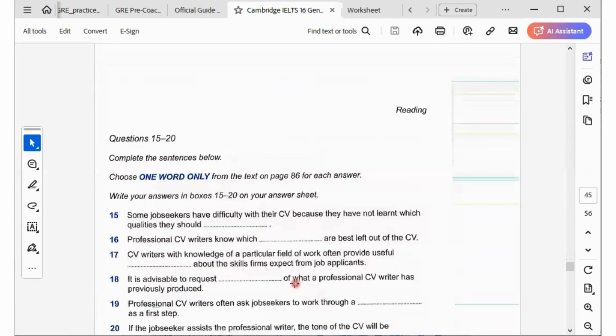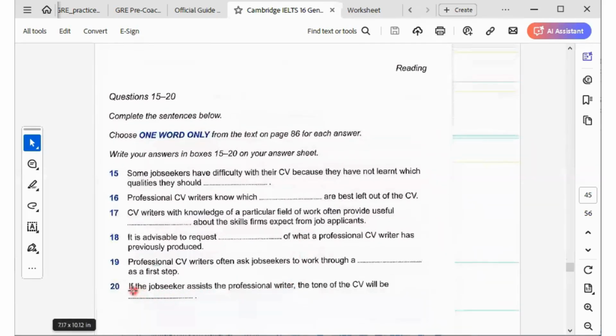This is our word, authentic. Sounds, tone. Can you see? The tone of the CV. That's a paraphrase for sounds. Being involved. If the job seeker assists, so if you are involved, we are assisting. So the tone of the CV will be authentic. Number 20 is going to be what? Authentic. Ladies and gentlemen, I've solved questions 15 to 20.